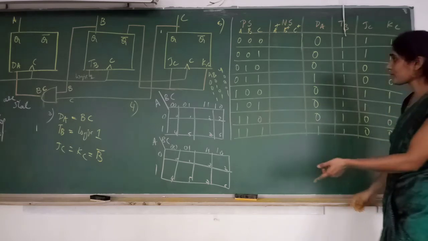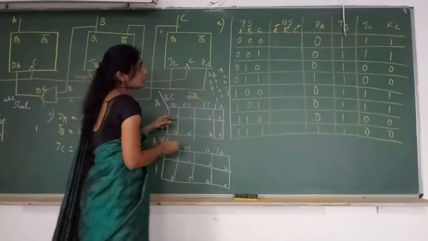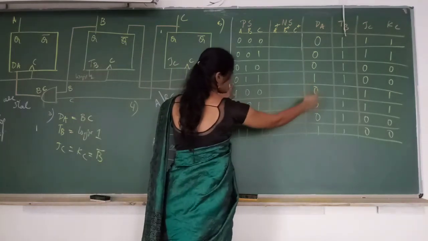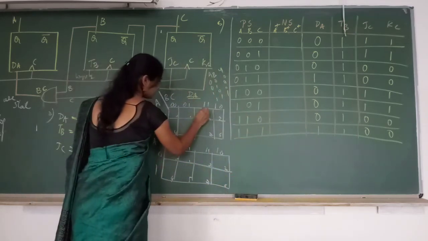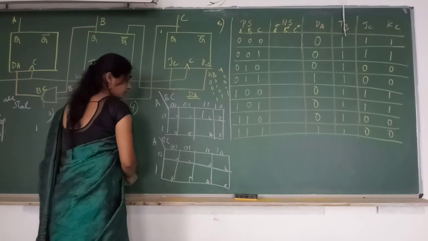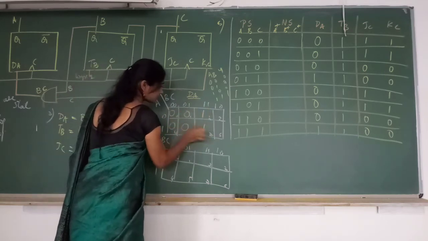Now can we write the K map? Yeah, let me write the K map for DA. I'll show you. DA is what? What are the minterms for DA? 3, 7. So put 1 for 3, 7. Other cells are 0.